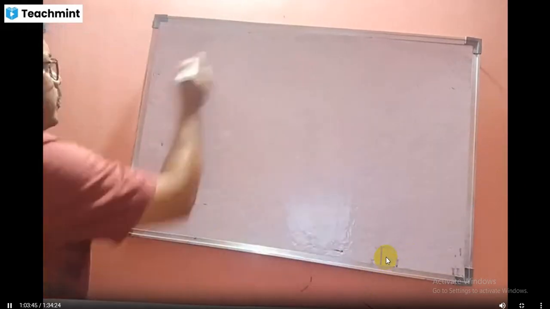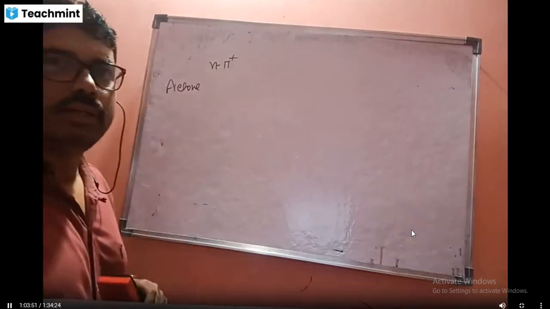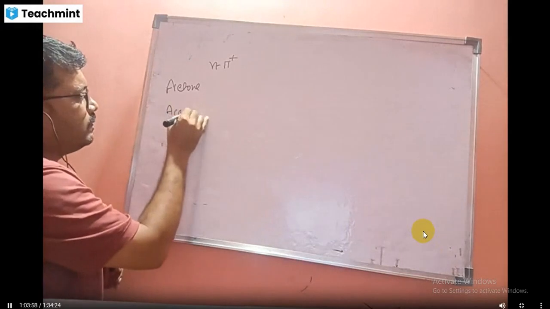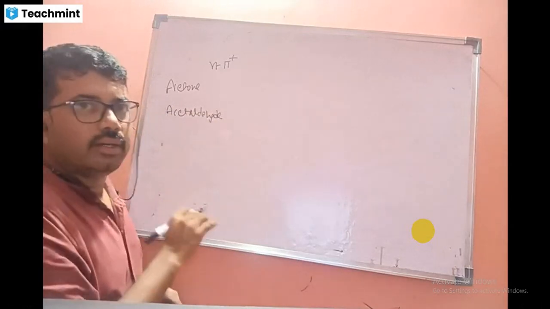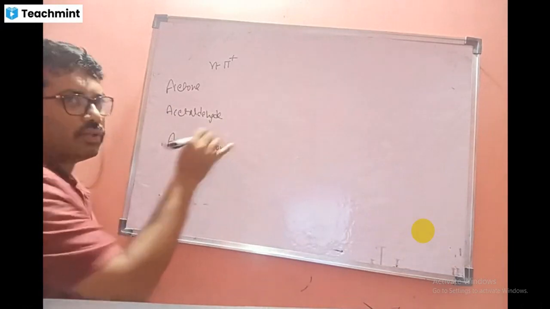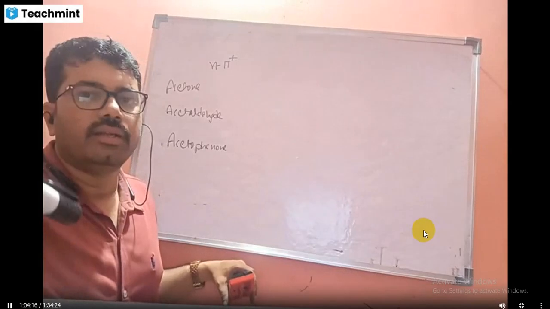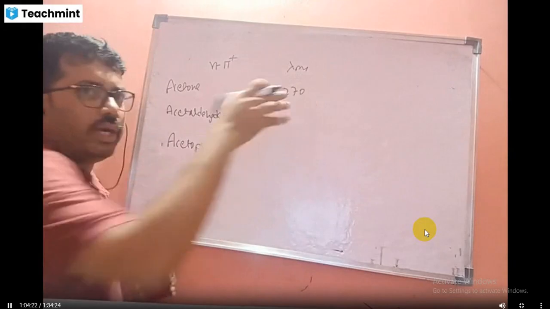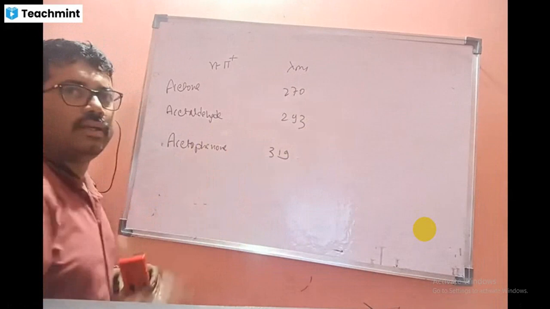These are the types of transition. So n to pi star: acetone, acetaldehyde, the compound acrolein, acetophenone, methyl vinyl ketone. The lambda max values are in the range of 270, 290, 280, 293, 319.